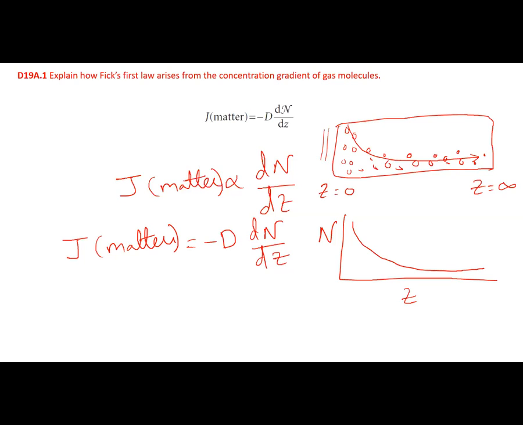So why did we include this negative sign along with the proportionality constant? Imagine that as we go from z equal to 0 to z equal to infinity, the number density decreases, so this derivative becomes negative. To cancel that negative sign, we include an extra negative sign with the proportionality constant so that the overall matter flux is a positive thing.